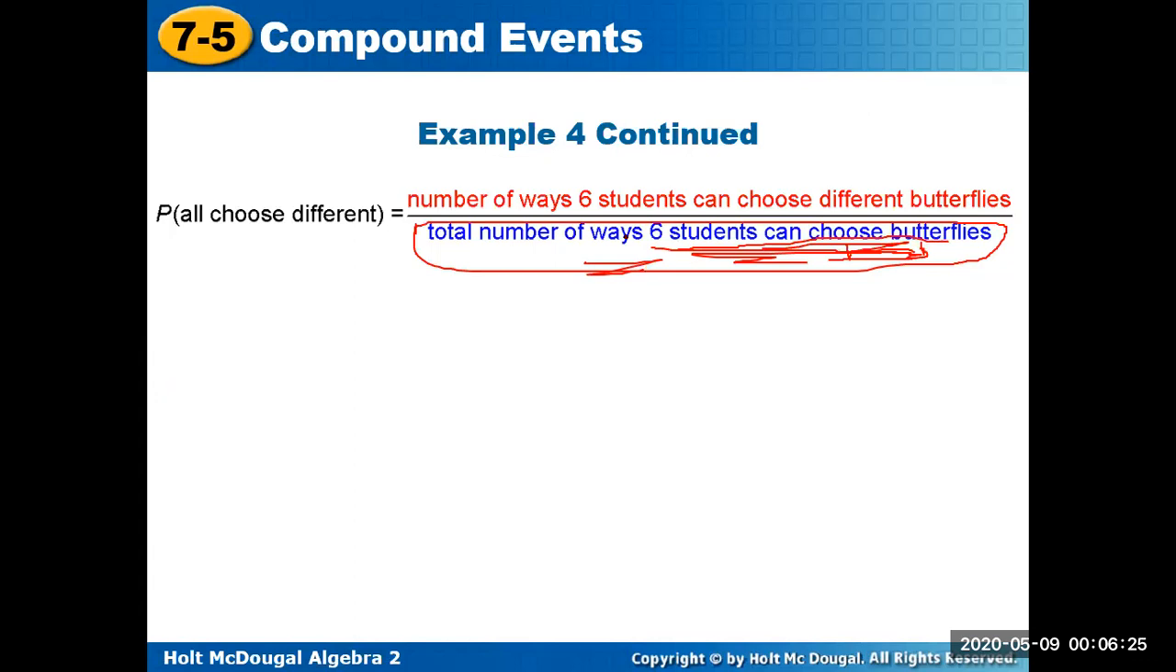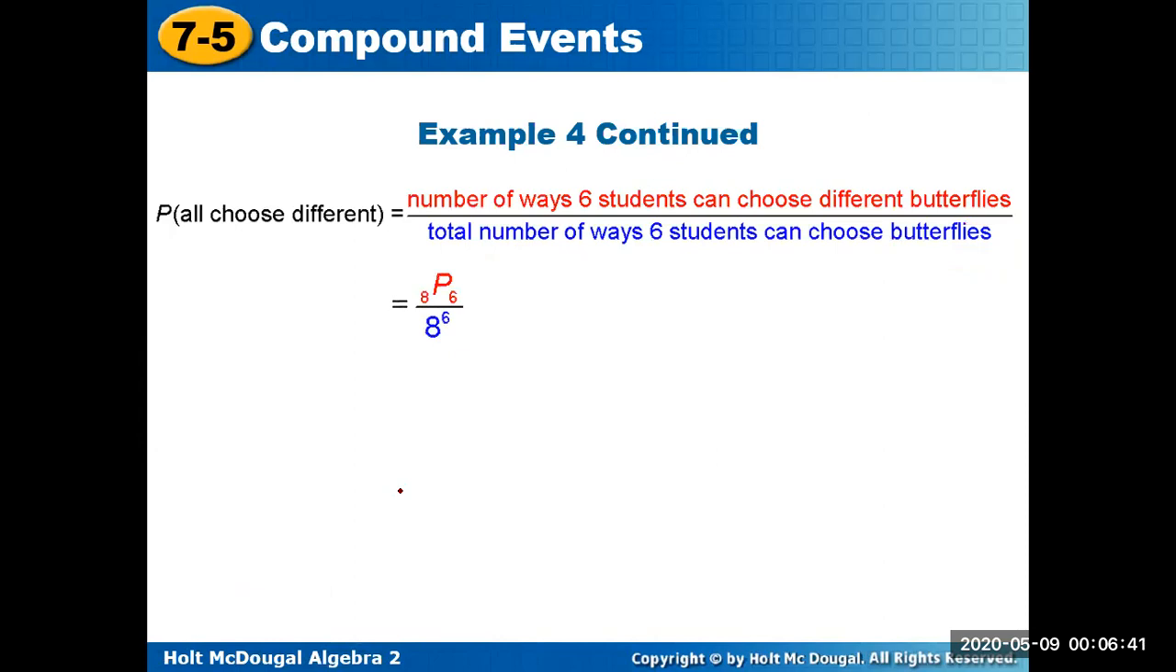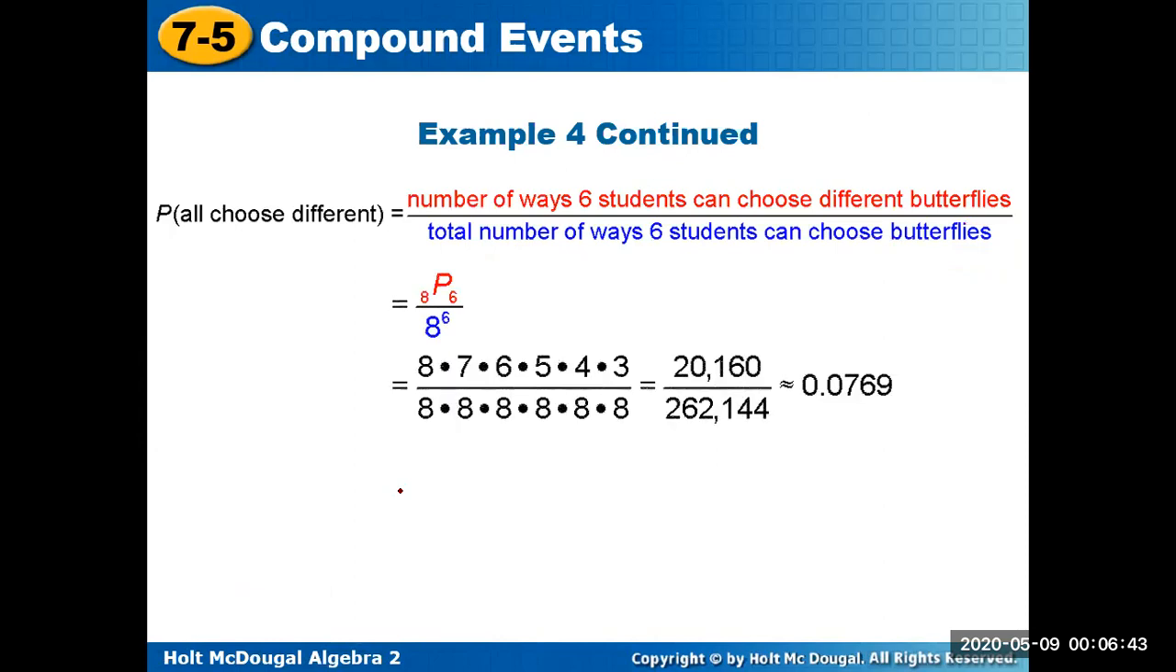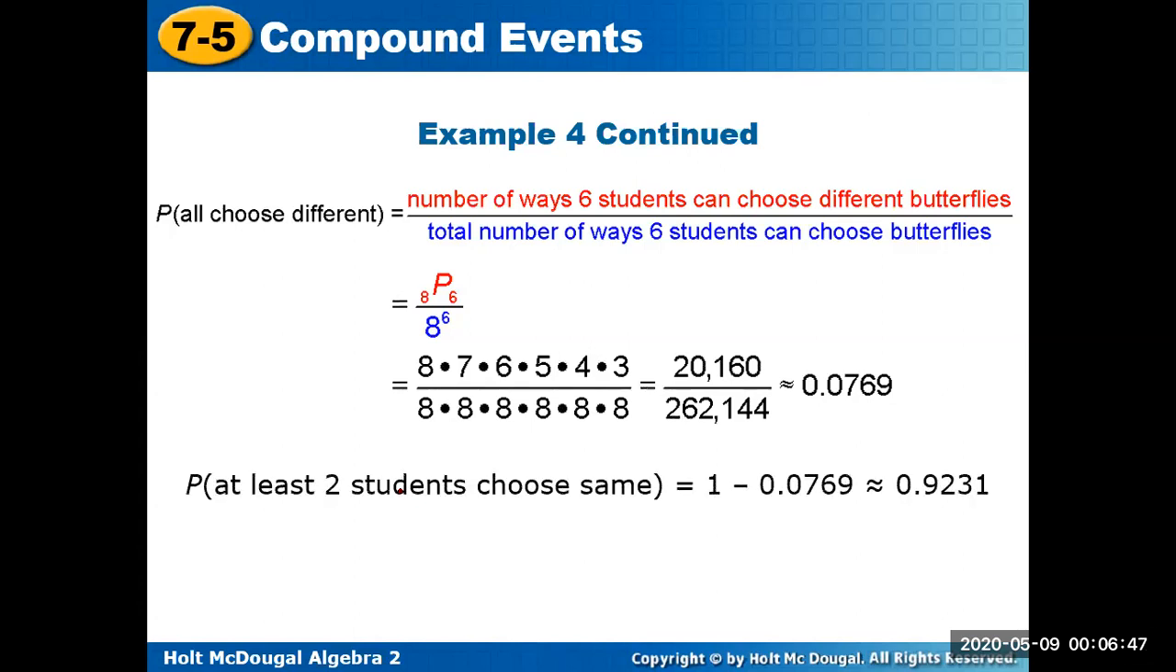Same, different, doesn't matter in total. Here it's a given case, choose different, but in the total it's not. Total means everything included. So for that we have this, right? And this is the probability of at least 2 students choose same, which means 1 minus probability of all choose different. So 1 minus this, which is 0.9231.